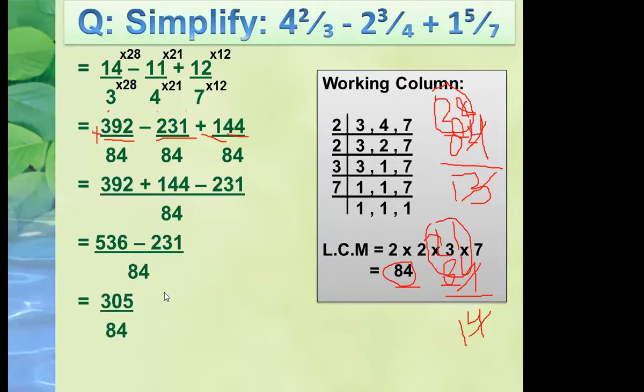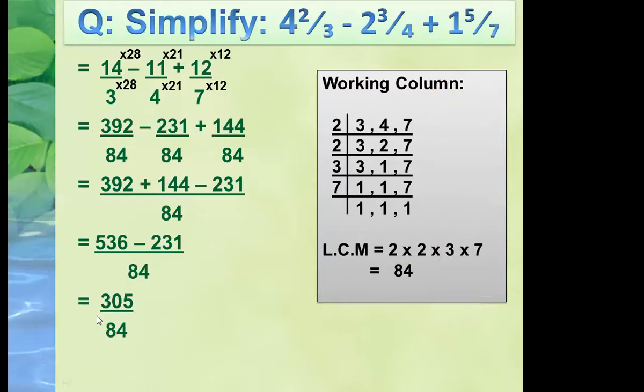It will become 304 upon 80, 305 upon 84. Now, if you look here, 305 upon 84. This is an improper fraction, and you have to convert your improper fraction into the mixed fraction in the working column. So I'm moving towards my working column.